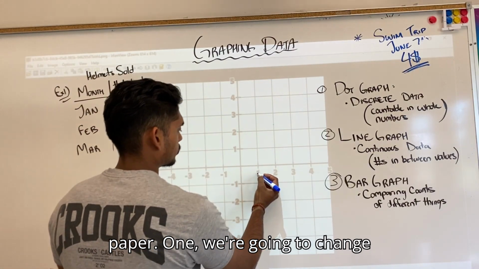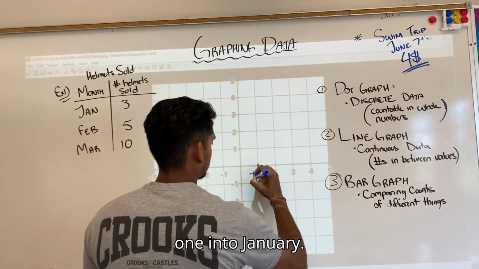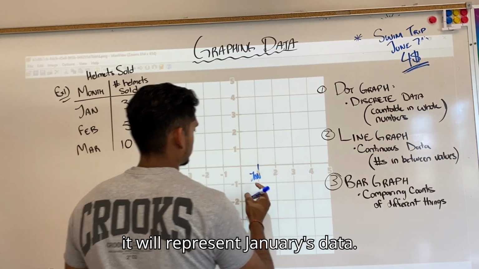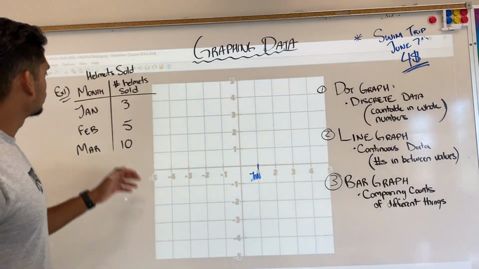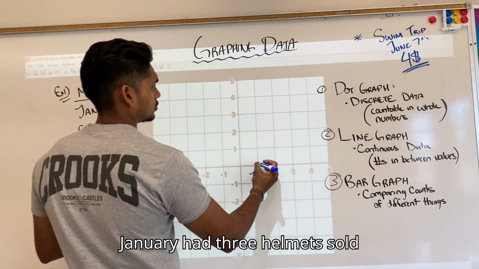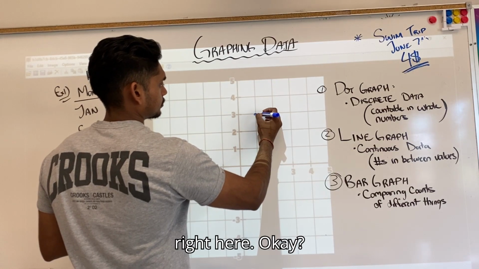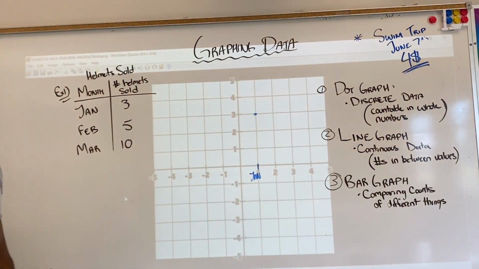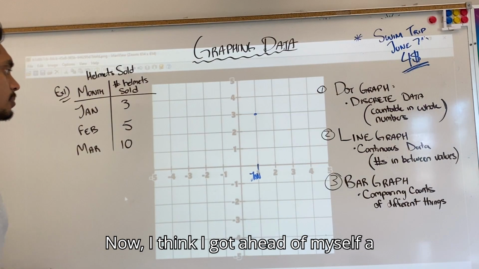1, we're gonna change 1 into January. It will represent January's data. January had 3 helmets sold, right here. Okay? Now, I think I got ahead of myself a little bit.